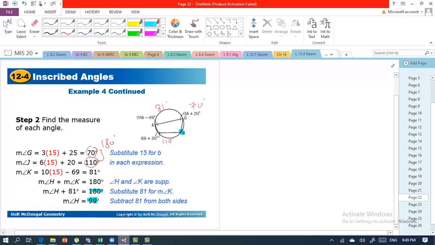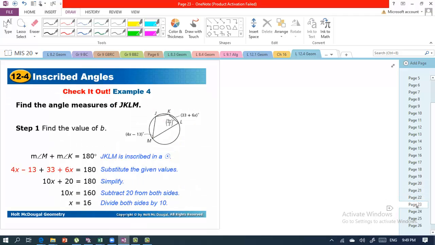After we subtracted, the sum of them is 180, because we have found K is 81, and we substitute K is 81 here. And we can find, because the opposite angles of a cyclic quadrilateral are supplementary, as we said in the previous theorem. And by this we can find many measurements.